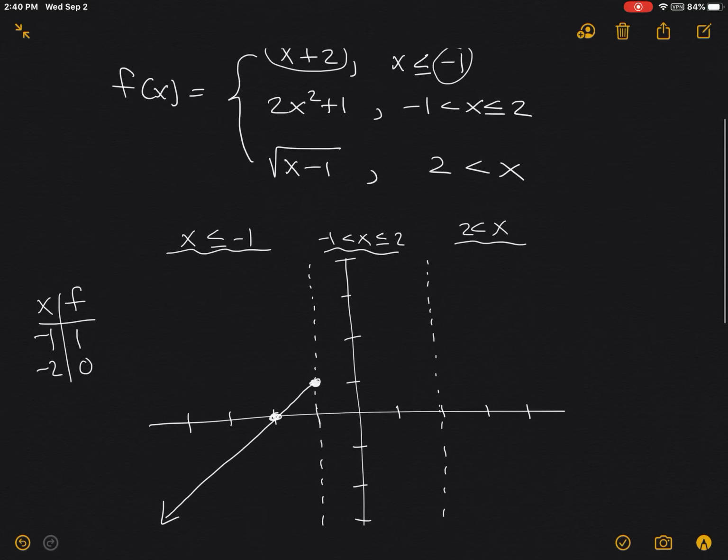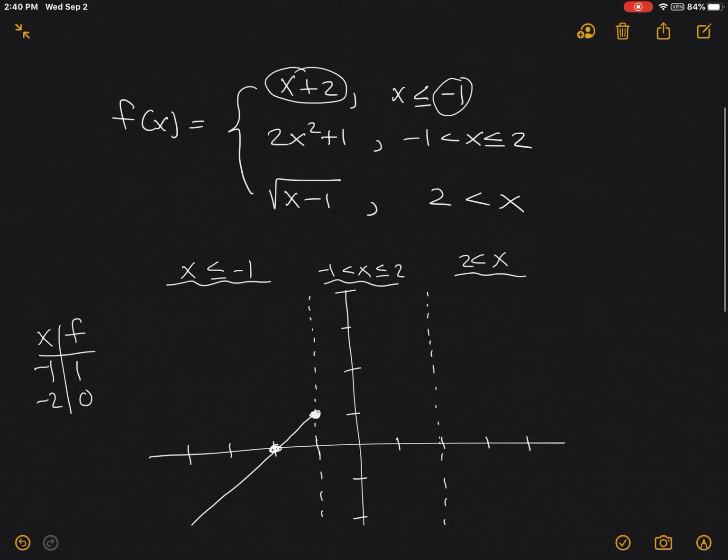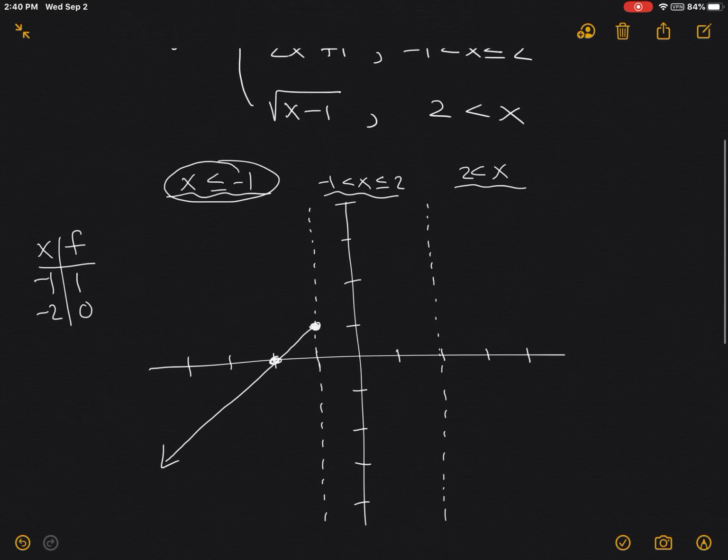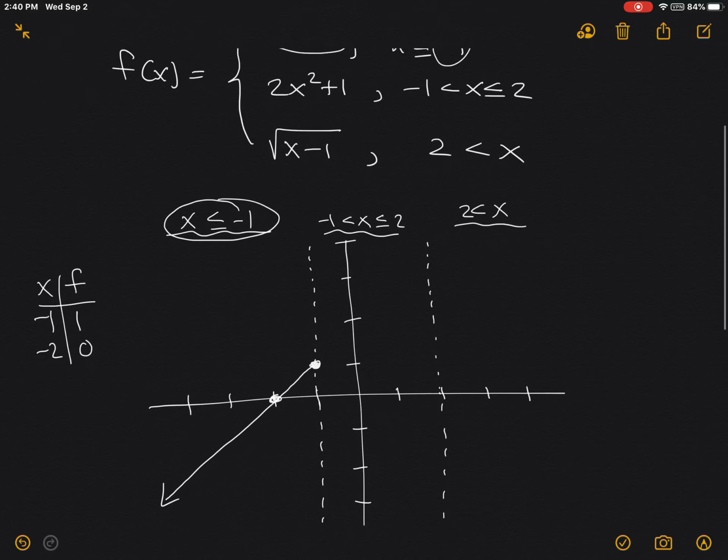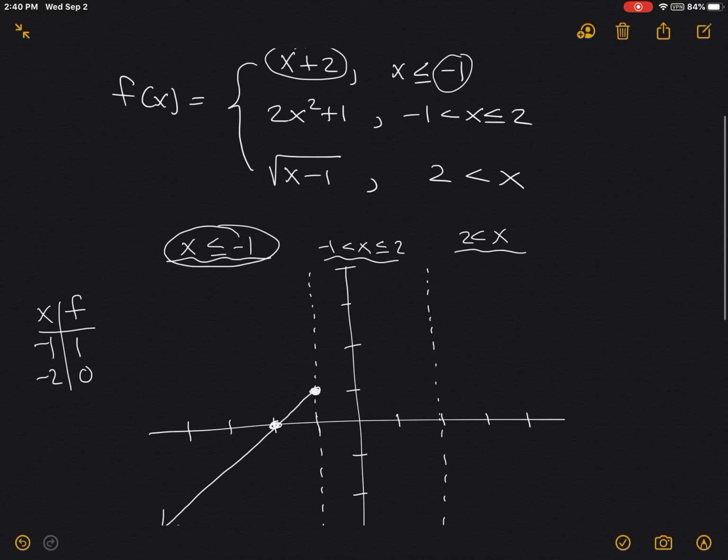Now notice I did not graph across the whole page, because my line is only defined for x is less than or equal to -1. Okay, so I'm done over there. And that's really all there is to it. Okay, so in the middle region, I'm going to graph 2x squared plus 1. I'm not going to get super fancy. I'm just going to plug in 2 points. And what are those 2 points? I'm going to plug in -1, and I'm going to plug in 2. I'm going to plug in the boundary points.